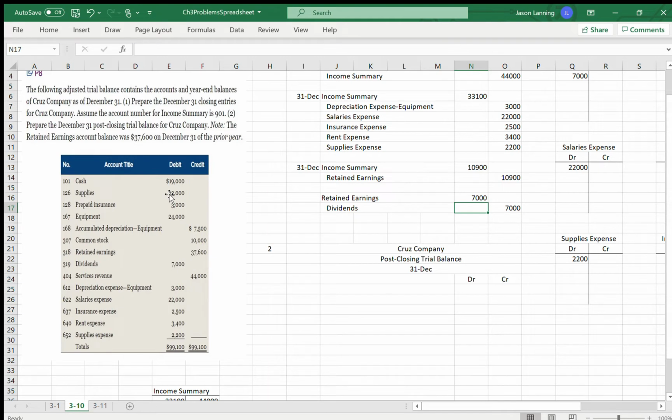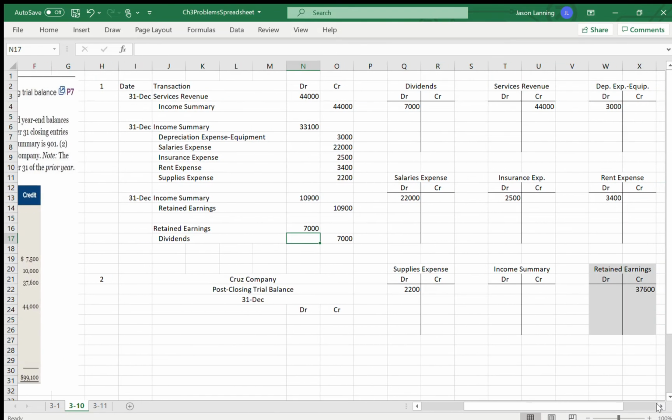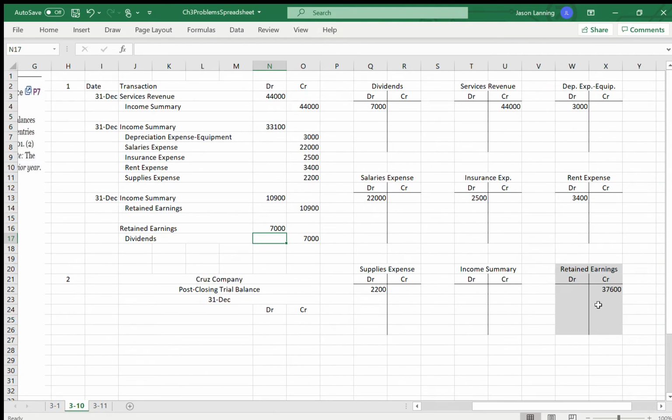And now we want to prepare the December 31st post-closing trial balance. When we talk about a post-closing trial balance, this should only have balances for permanent accounts on it. So our dividends, our revenues, our expenses, that's all going to be gone. And this will be a much shortened type of trial balance. I have the T accounts over here so that we can determine what our balances are. I have retained earnings here because this is not a temporary account. The rest of these are.